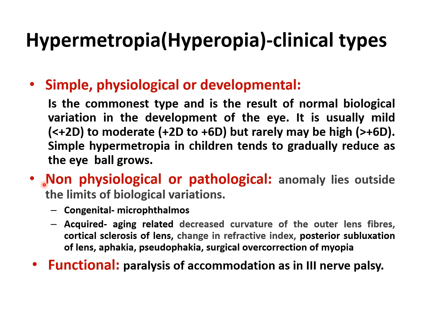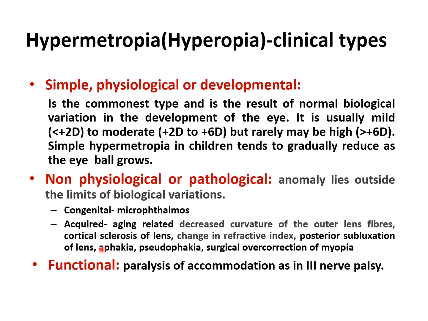In non-physiological or pathological type of hypermetropia, the anomaly lies outside the limits of biological variations. It may be congenital, as in microphthalmos, or it may be acquired, as in aging-related decreased curvature of the outer lens fibers, cortical sclerosis of the lens, change in refractive index of the lens, posterior subluxation of the lens, aphakia, pseudophakia, or surgical overcorrection of myopia.